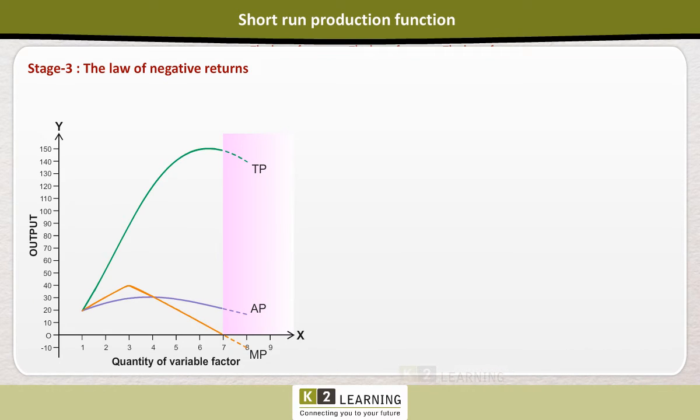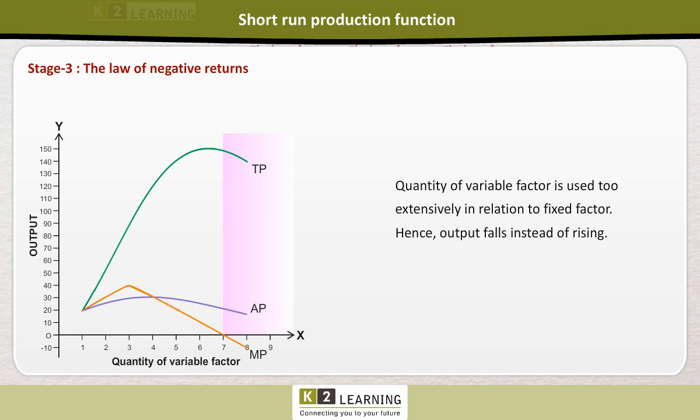Stage 3. The law of negative returns. In this stage, the total product declines. As a result, MP of the variable factor goes below the x-axis, that is, it is negative. Since the MP of the variable factor is negative, this stage is called the stage of negative returns. At this stage, the quantity of the variable factor is used too extensively in relation to the fixed factor. Hence, the output falls instantly.